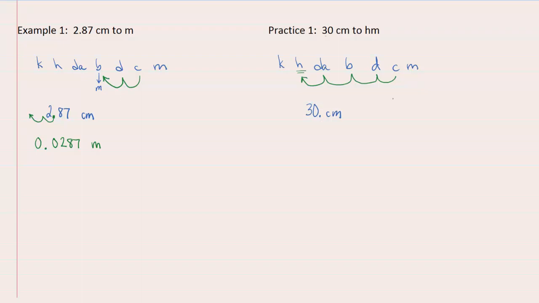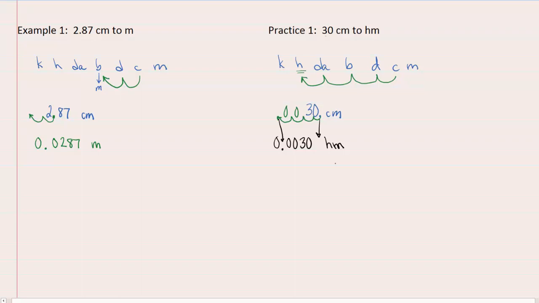Now that we've written it in, we need to move our decimal place 4 places to the left. 1, 2, 3, 4. And just as we did before, we need to place zeros into those open spaces. This means our answer should be 0.0030. As you can see, the decimal place is 4 places from where it started. This answer is now in hectometers.